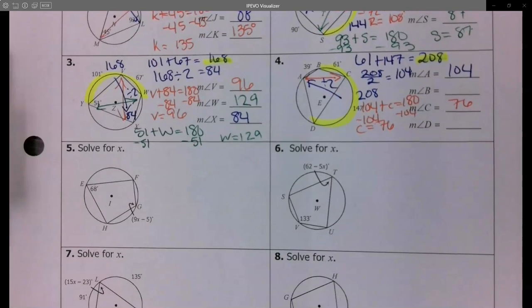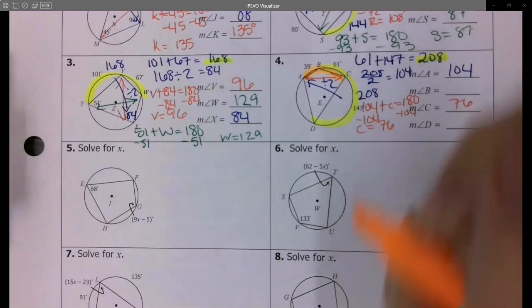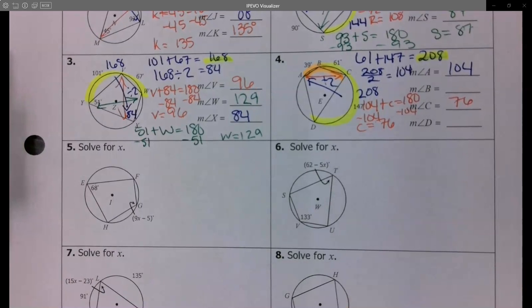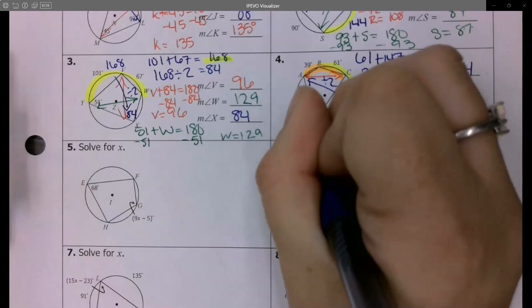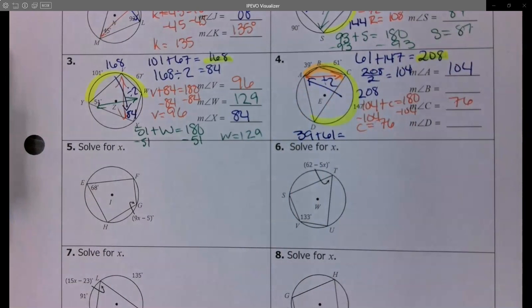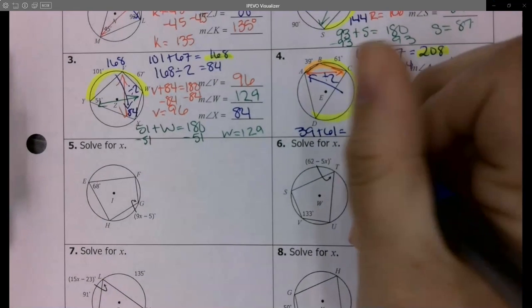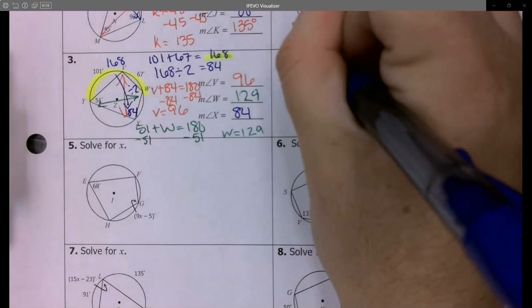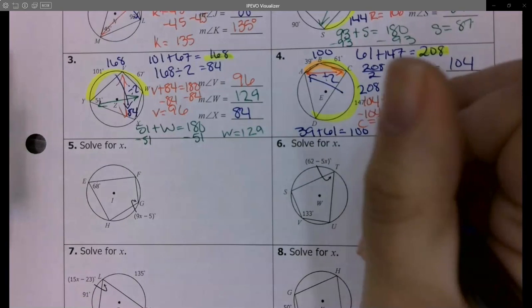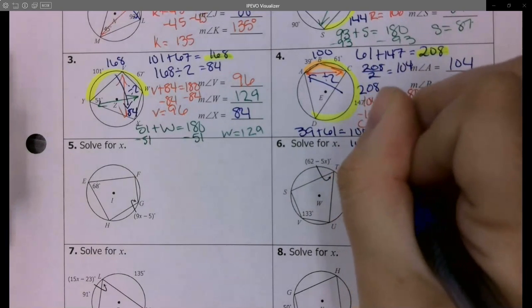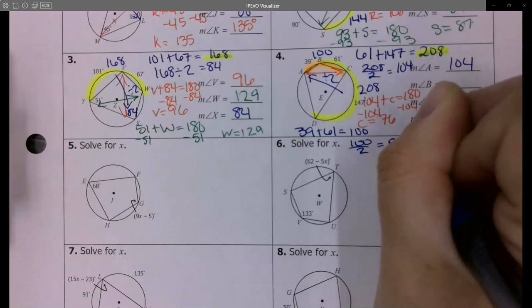Okay, the next thing I'm going to find is angle D, because I have the arcs across from it. So I'm going to add those together. That is 39 and 61, which gets me 100. So this orange arc I've highlighted is 100. To find D, I'm going to divide by 2, which gets me 50.